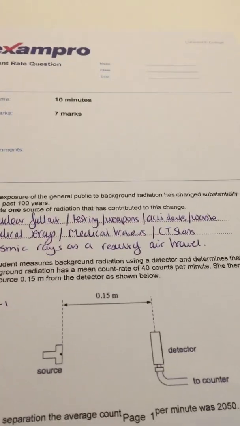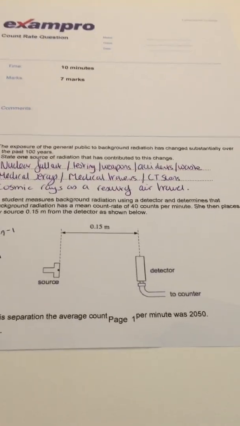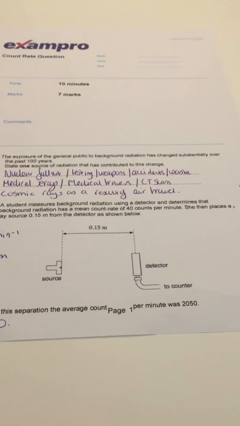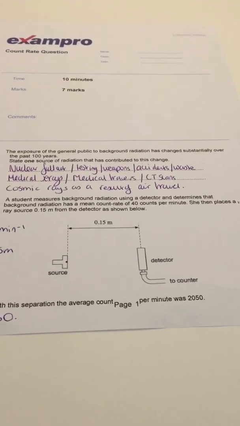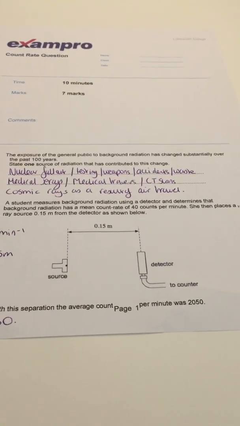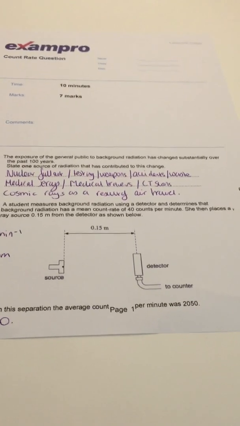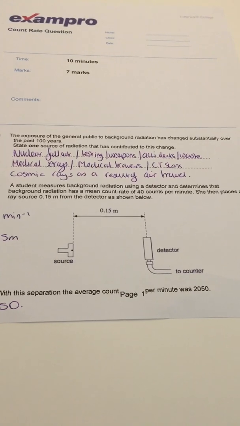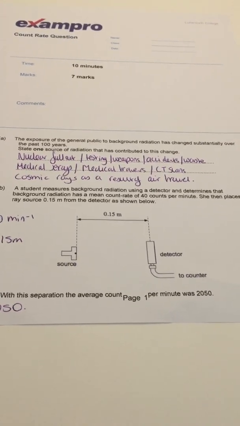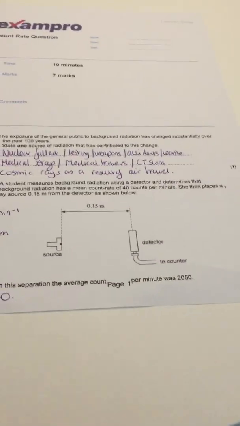Okay, this is the question I wanted to talk to you about. I'll talk you through it and then I'll show you how I figured it out. A student measures background radiation with a detector and determines the background radiation as a mean count rate of 40 counts per minute. So that's with no source. She then places an X-ray source 0.15 metres from the detector, so that's the distance, and she records a count rate of 2050 for that distance.